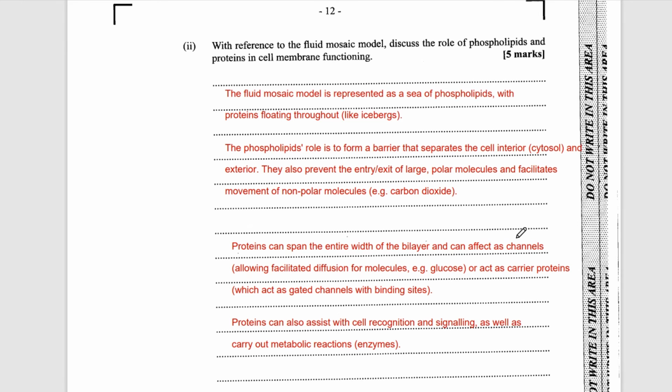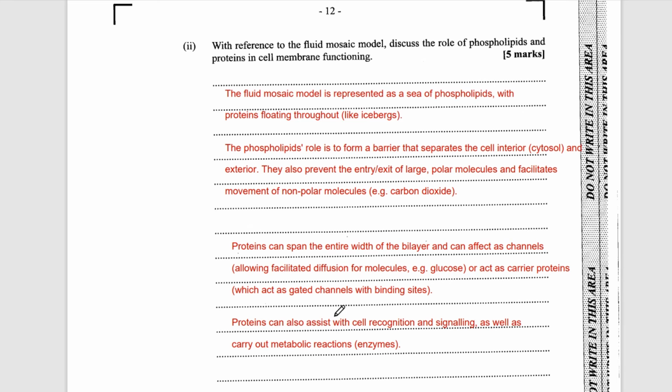Sometimes they can be specific. Carrier proteins, on the other hand, act like gates where you need a little key, so they have little binding sites to allow movement of ions or larger particles. A good example is moving sodium and potassium through pumps in the neurons. Those are carrier proteins. The sodium and the potassium have specific binding sites that facilitate movement in and out of the cell.